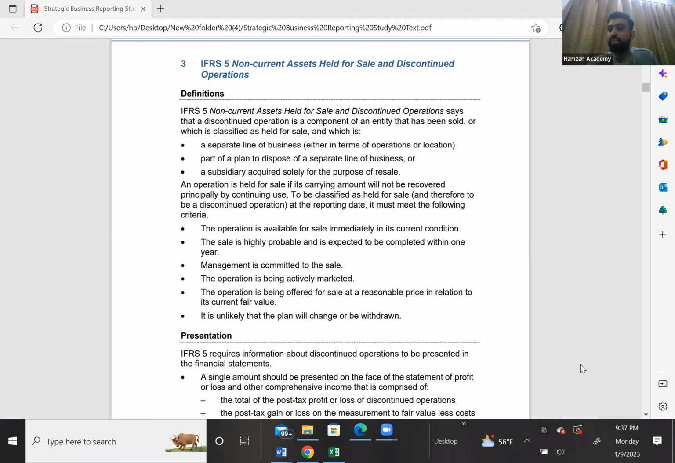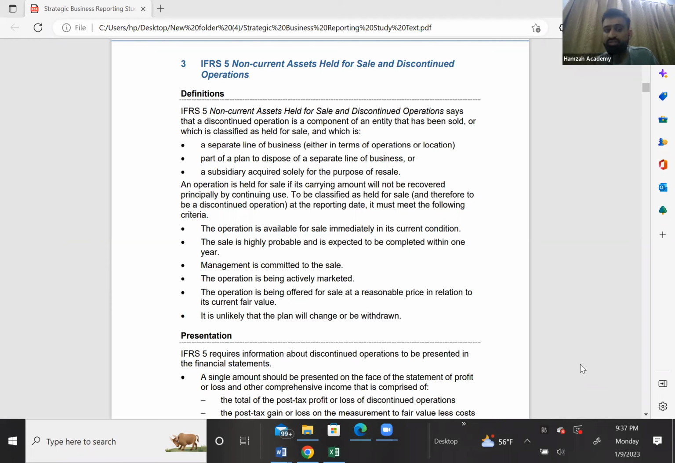Number three, the held for sale asset will be measured at the lower of carrying value or fair value less cost to sell. So held for sale will be presented below the current assets, held for sale will not be depreciated, and held for sale will be measured at the lower of fair value less cost to sell or carrying value. That would be the presentation and the measurement of the non-current asset held for sale.